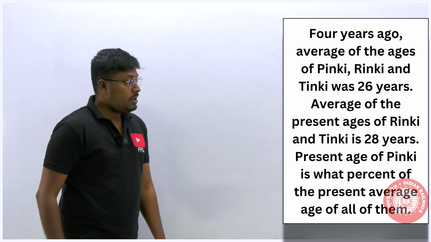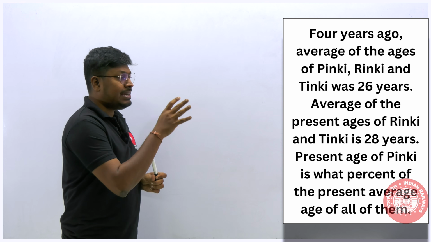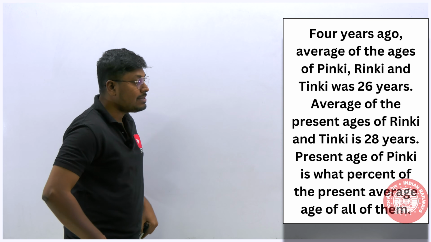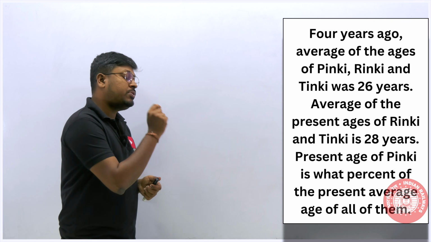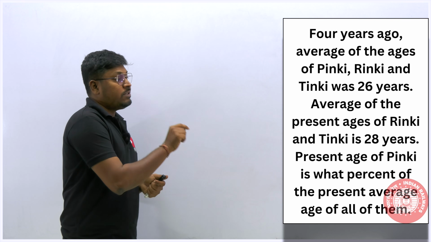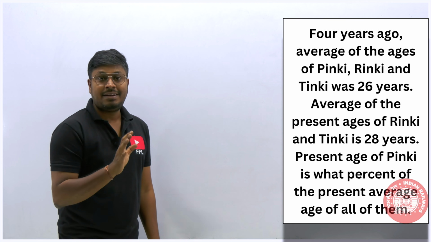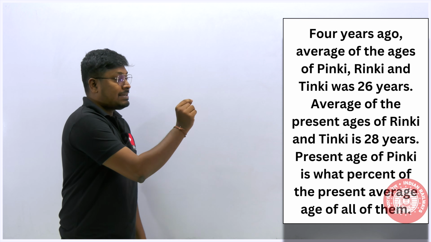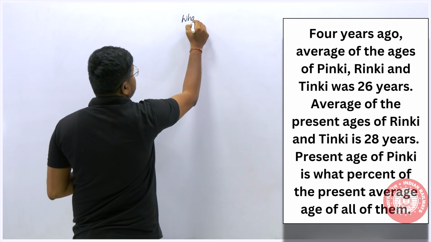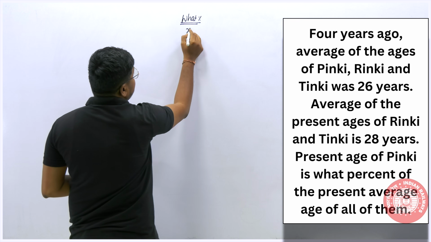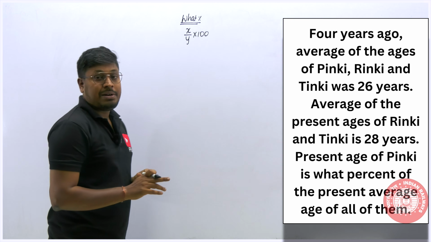So next question. 4 years ago, the average age of Pinky, Rinky, Tinky was 26 years. The average of the present age of Rinky and Tinky is 28 years. The present age of Pinky is what percentage of the average age of all of them? So we have to find the present age of Pinky is what percentage. Again we have the words what percentage, right? So what percentage means x divided by y into 100. This is the formula we use to find what percentage.